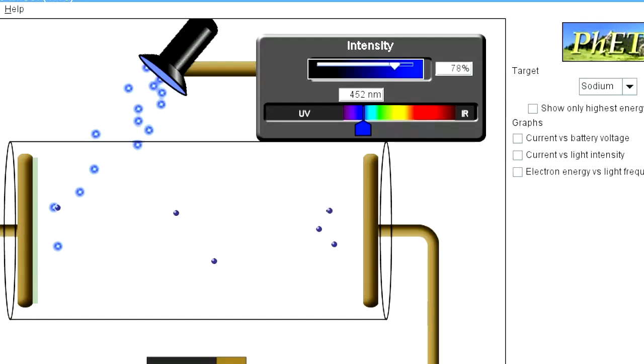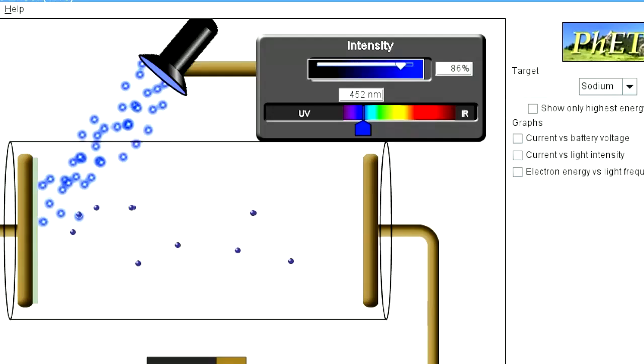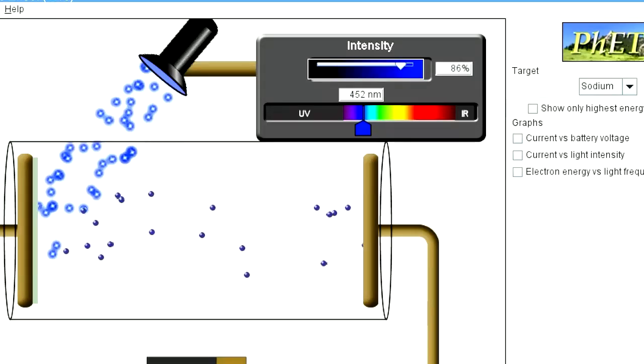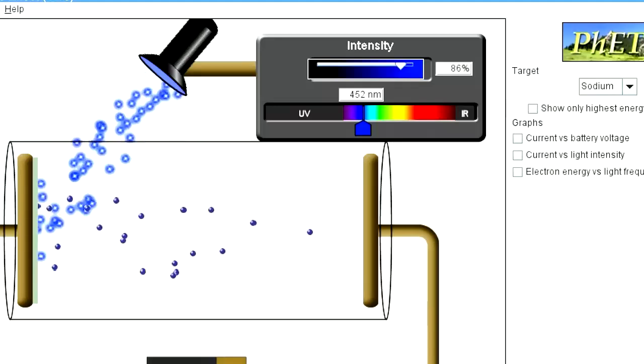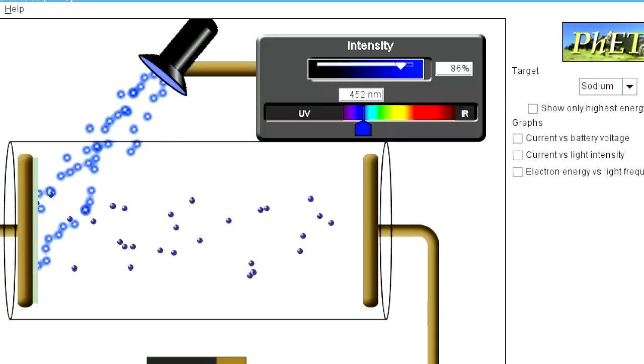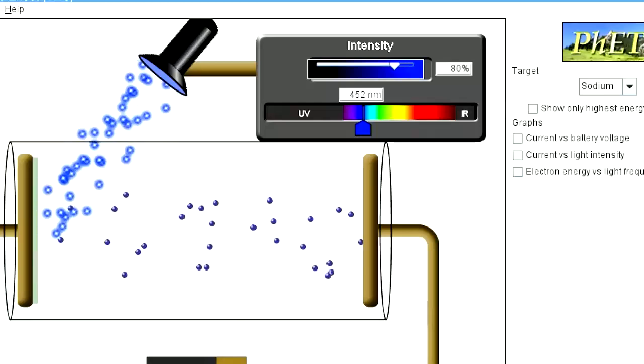So let's look at a high intensity. Yeah, a ton more photons being shot at this metal surface. And so what we see is with more photons, more electrons are ejected. Right? So let's look at one more example.